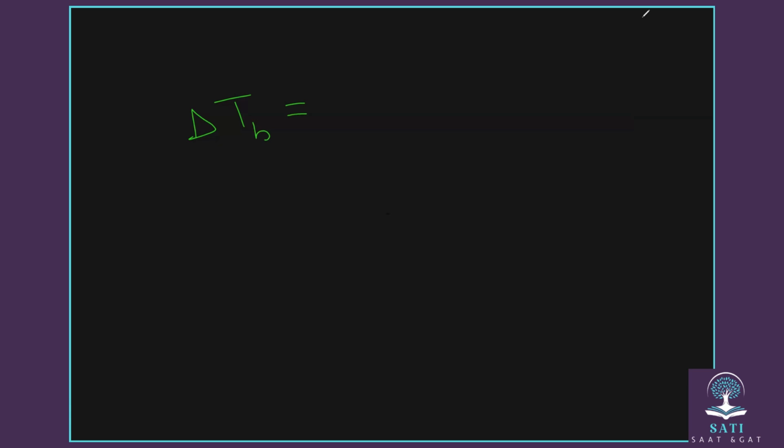How can we get the change in temperature increase? It equals the constant, which is the boiling point elevation constant, times molality. And we understand that molality equals how many moles of solute in 1 kilogram of solvent. So you multiply them to find this one.